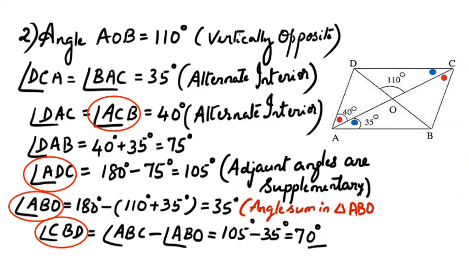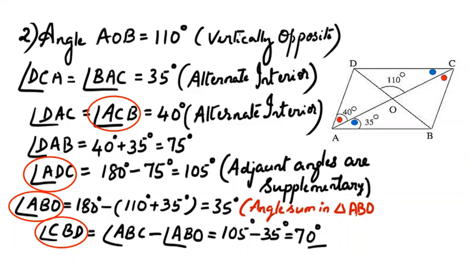They are alternate interior angles. Alternate interior comes in lines and angles. If that lesson is not clear, you will not understand what is alternate interior. Okay. So here 35, DCA also 35.